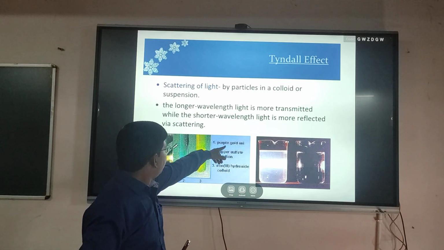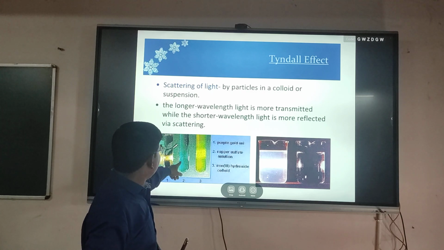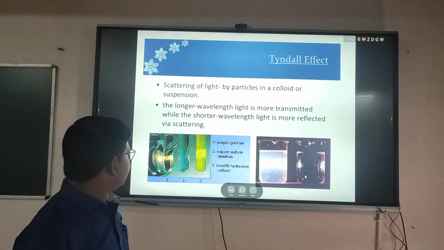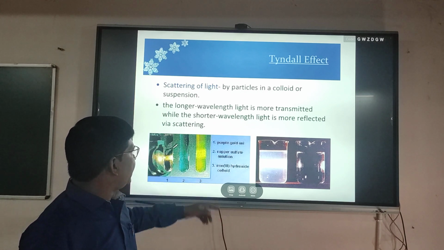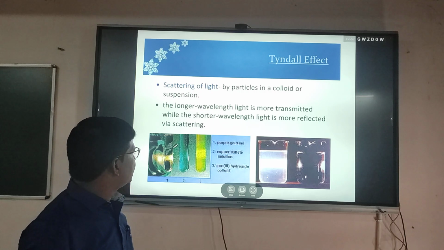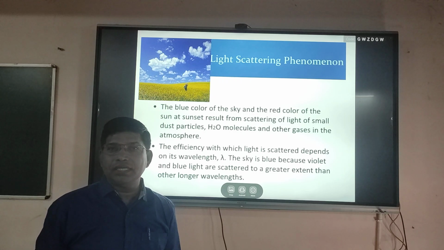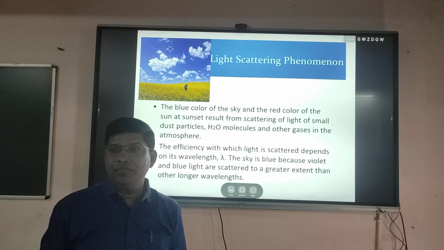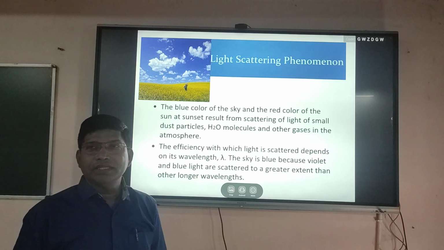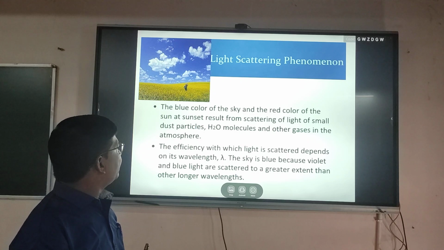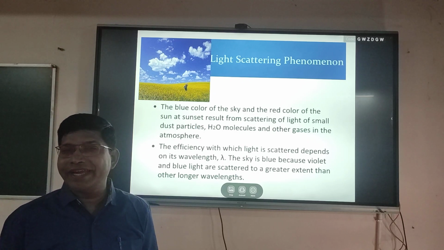So this is a purple gold solution, and we have a copper sulfate solution and an iron solution. If you pass light, you will see the transmission or scattering of light. This is a general question: why is the sky blue, and during sunset why is the sun reddish in color? Here we can understand through the scattering process.